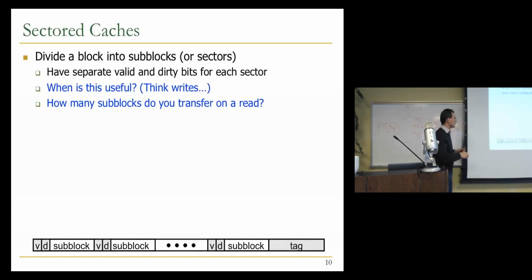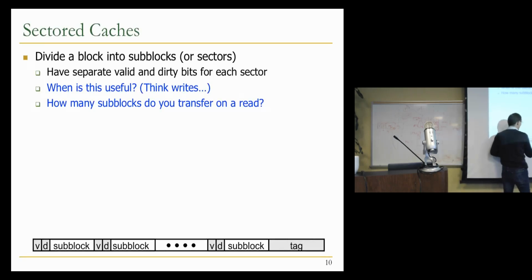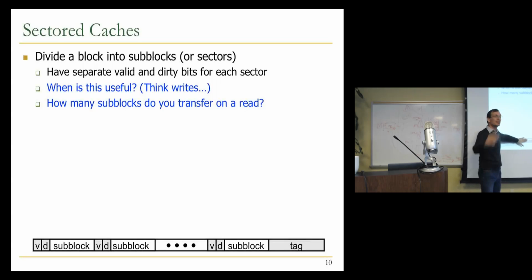Let's say you're writing to an array, you're streaming through memory, and you're writing to consecutive locations in the cache. If you're doing that, now all you need to do is actually write to a subblock, validate it, write to the next subblock, validate it, and make it dirty. Write to the next subblock, validate it, make it dirty. You never need to bring in the old data for that particular cache block into the cache from memory, because you're going to overwrite anyway.